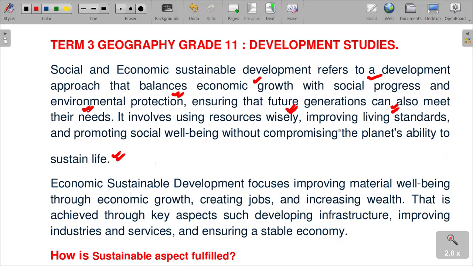So the planet, obviously, we are looking at Earth, which is our planet, where we are surviving or where life is taking place. So the planet Earth, we are supposed to understand that we must not compromise its ability to sustain life.